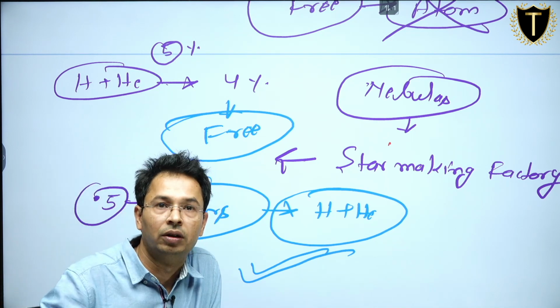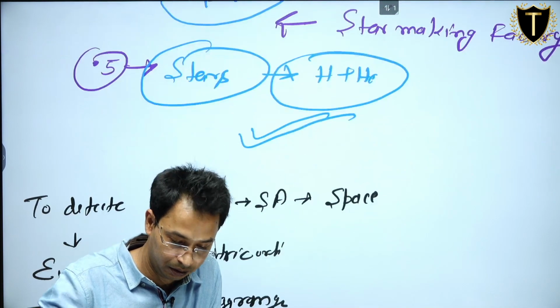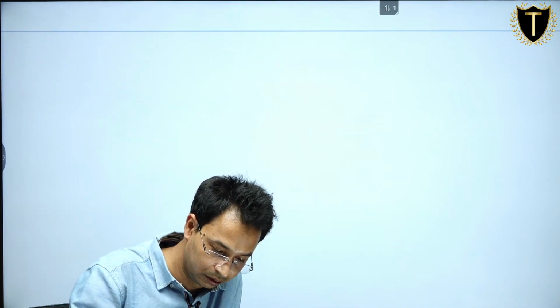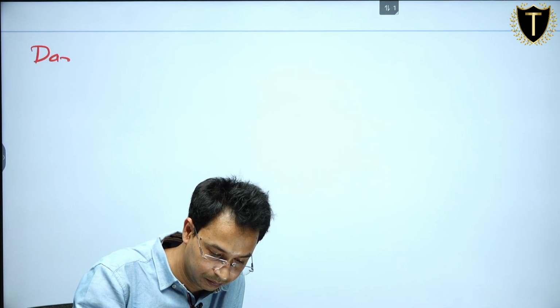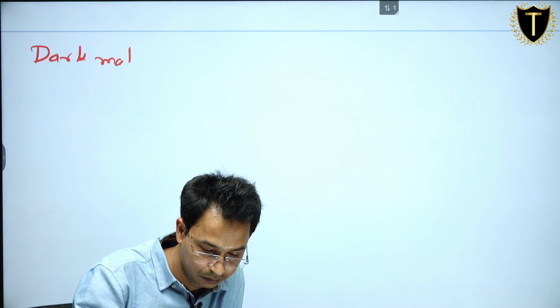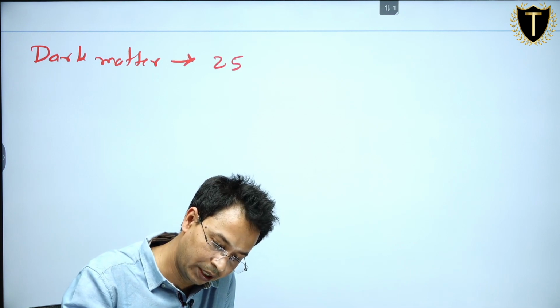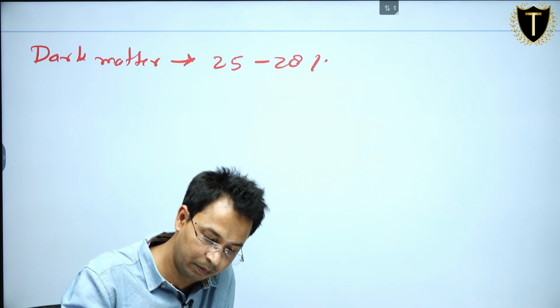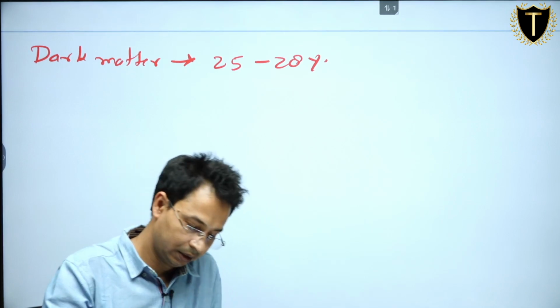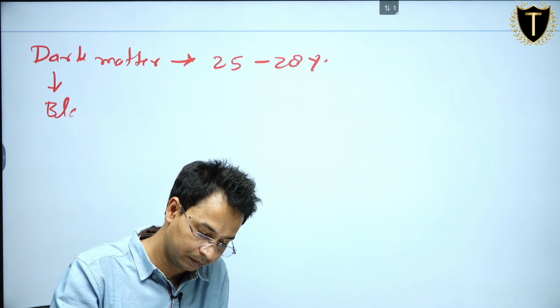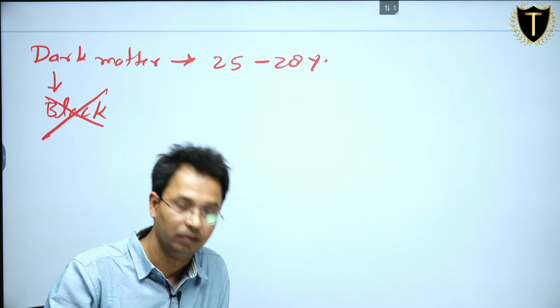So this was the story of matter. Next thing is your dark matter. It is approximately 25 to 28% of the universe. Do not confuse the dark matter with the black matter. It is not the black matter.